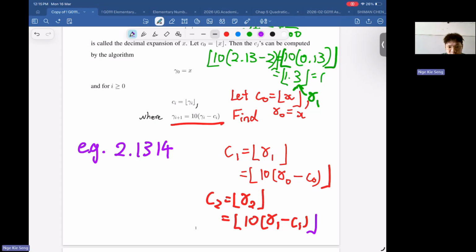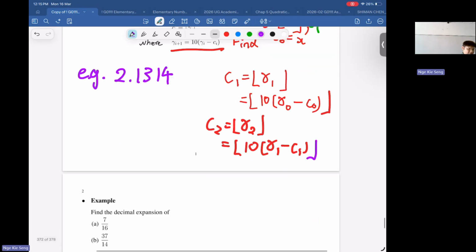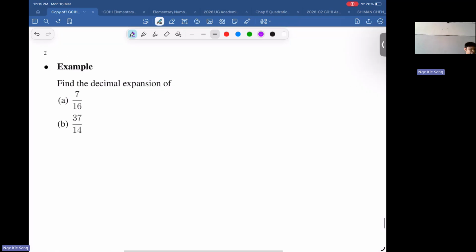Yes. So that's it for this part. Okay, how about we do some exercise? Do this exercise. Try and find the decimal expansion of this. How about I do one first and then you do one?